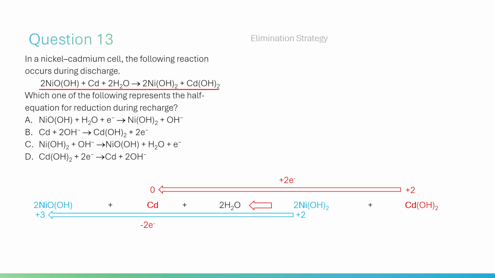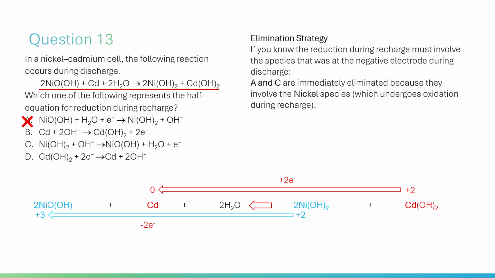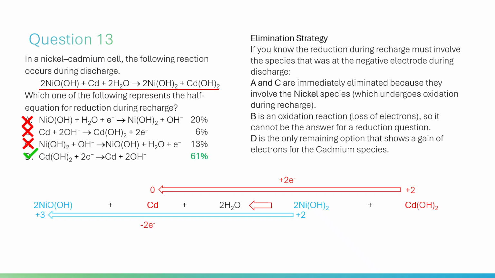Elimination strategy. If you know the reduction during recharge must involve the species that was at the negative electrode during discharge, A and C are immediately eliminated because they involve the nickel species, which undergoes oxidation during recharge. B is an oxidation reaction, loss of electrons, so it cannot be the answer for a reduction question. D is the only remaining option that shows a gain of electrons for the cadmium species.